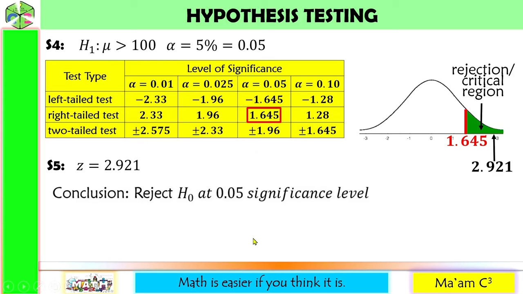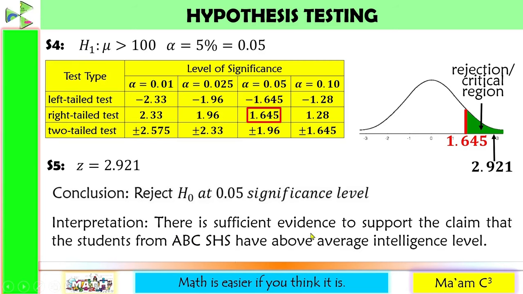Now, for the interpretation, since we reject, it means we have enough or sufficient evidence to do so, and we are going to support our alternative hypothesis. Let us write that in words. There is sufficient evidence because we reject to support the claim that the students from ABC Senior High School have above average intelligence level.